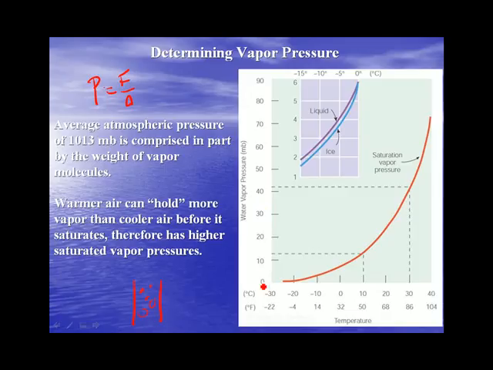So as we go from 0, which means basically no water vapor in the atmosphere, compared to 90 millibars, which is very high pressure. So that's an indication there's a lot of moisture in the atmosphere.